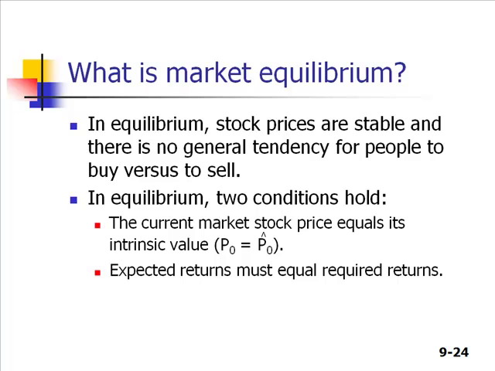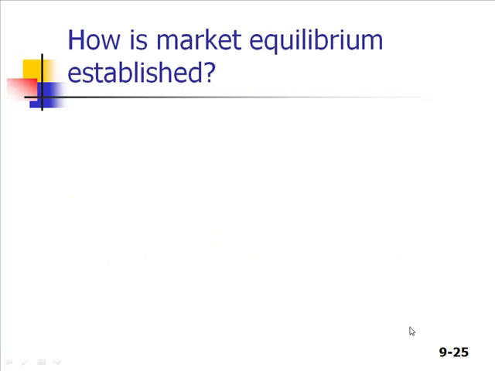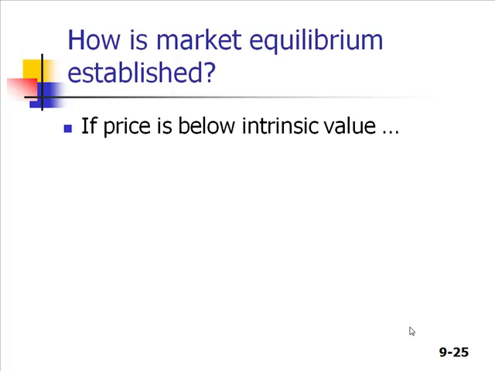Another thing we can say in equilibrium is that expected returns, as might be measured by this formula in a constant growth setting, D1 over P0, that's the dividend yield, plus g, which is the capital gains yield, that's your expected returns. Those should be equal to the required returns as might be computed by something like the CAPM or the security market line equation. So, how is market equilibrium established? And more importantly, if you get away from market equilibrium, how do market forces begin to move things back to the equilibrium point, thereby reestablishing it?